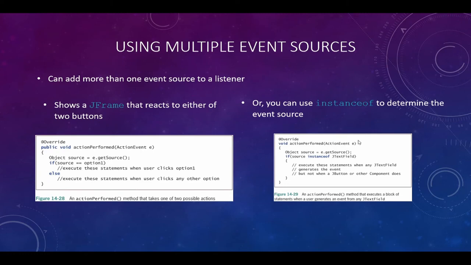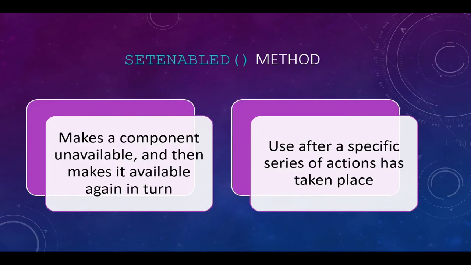The other way that you can do it is you can use instanceof to determine the source. So if source instanceof text field, it's going to do something else. Typically the first way is more popular, or you just create buttons that extend JButton and they know how to handle the events that they want to do themselves.